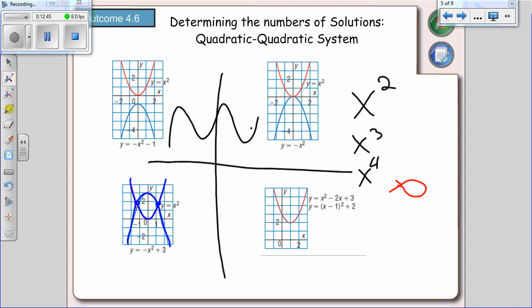What's the highest exponent? Infinite. You go forever. X to the power, you can go forever. You might not be able to see it on your graph. It might be difficult, but they will go forever. What about negative exponents?